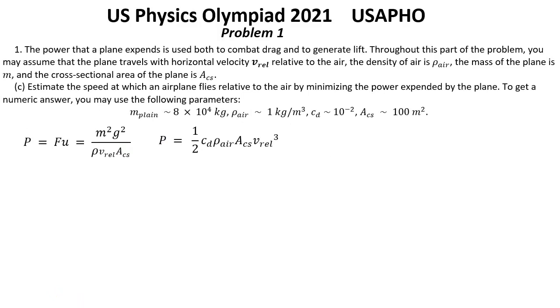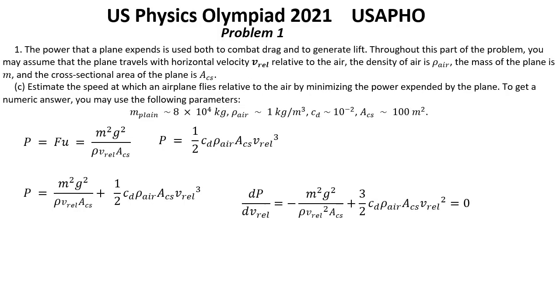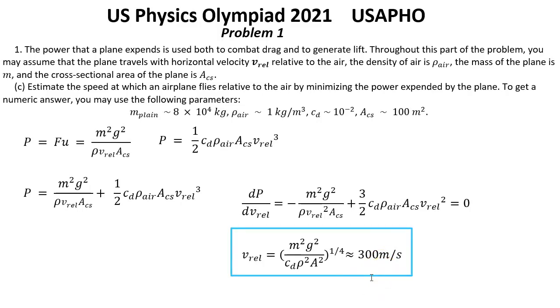Solution for question C. The total power which we need to fly is equal to the sum of the power against air plus the power to hold the plane vertically. So that will be the sum of these two powers. The minimum power occurs when the derivative with respect to speed equals 0. So we have dP over dv equal to this expression, from which we can find v equal to this expression, or approximately, using these numbers, that will be about 300 meters per second. That was the solution for question C in part 1.